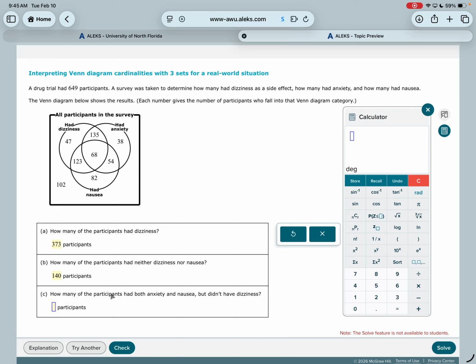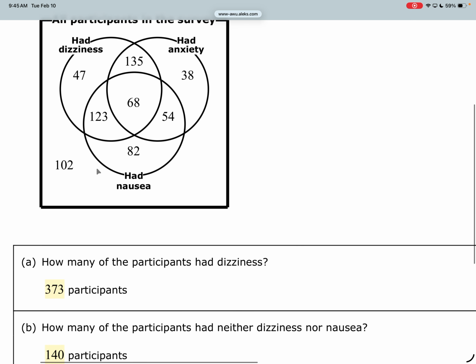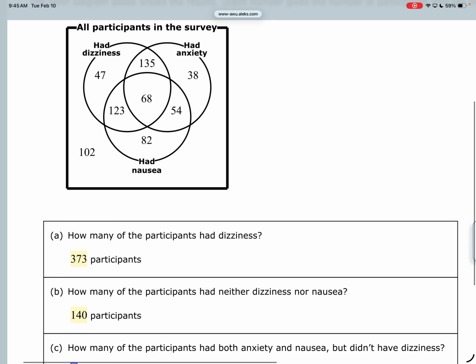And the last one, how many participants had both anxiety and nausea but didn't have dizziness? So anxiety and nausea, well, y'all tell me the answer. Let me zoom out a little bit so you can see it. How many of the participants had both anxiety and nausea but didn't have dizziness? She said it very quietly up here. Anxiety and nausea would be just 54, right? You don't want to count the 68. Those had anxiety and nausea, but it said but didn't have dizziness, so it's only the 54.